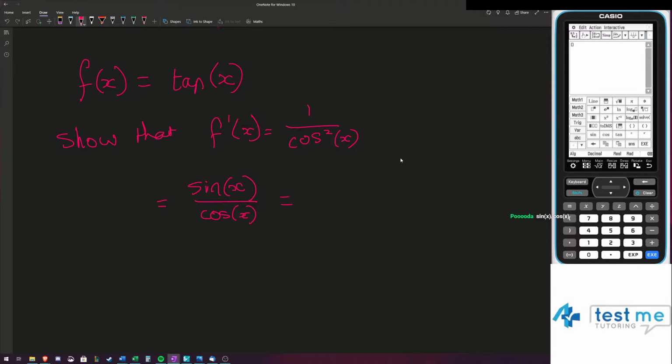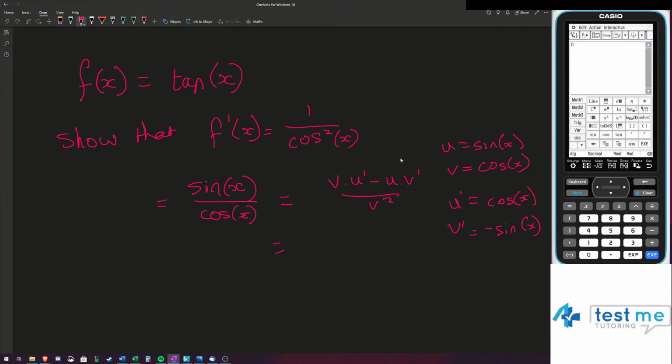Just as quickly, tan x is sin x over cos x. We know the quotient rule is, I use u and v, and I can write out the full one if you guys want, but it's v dot u dash minus u dot v dash on v squared. Plug and play with this one. We know that u is equal to sin x, v is equal to cos x, and I should have done this in order, but u dash is equal to cos x, and v dash is equal to negative sin x.